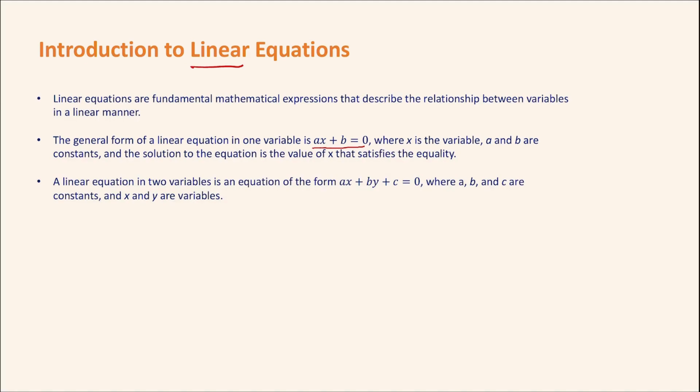Okay, so now we won't be talking about linear equations in one variable in this chapter. What we'll be talking about is linear equation in two variables, which is written in the form of ax plus by plus c is equal to 0, where a, b, c are constants and x and y are variables. Okay, now moving on.